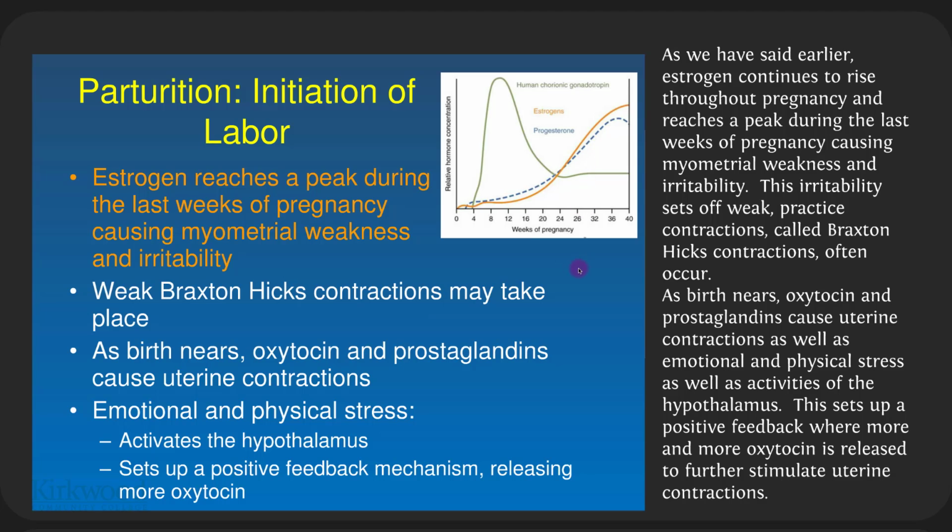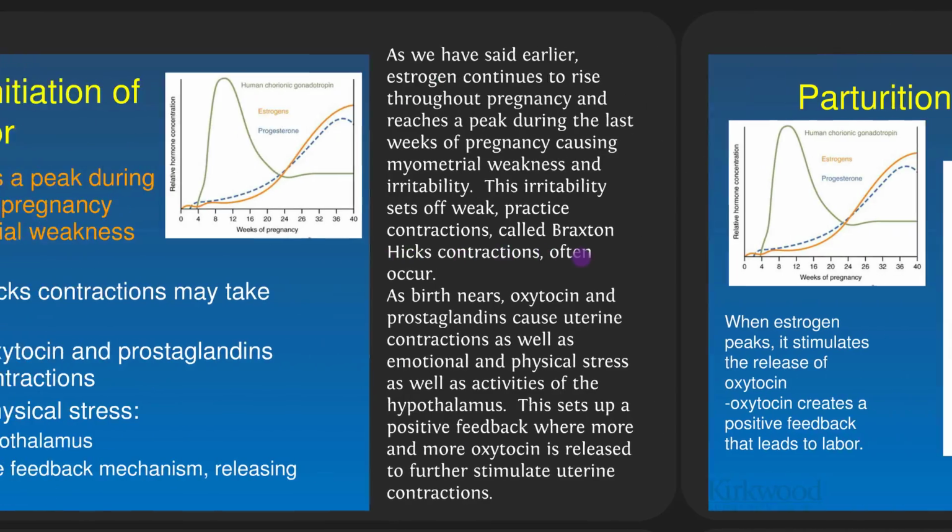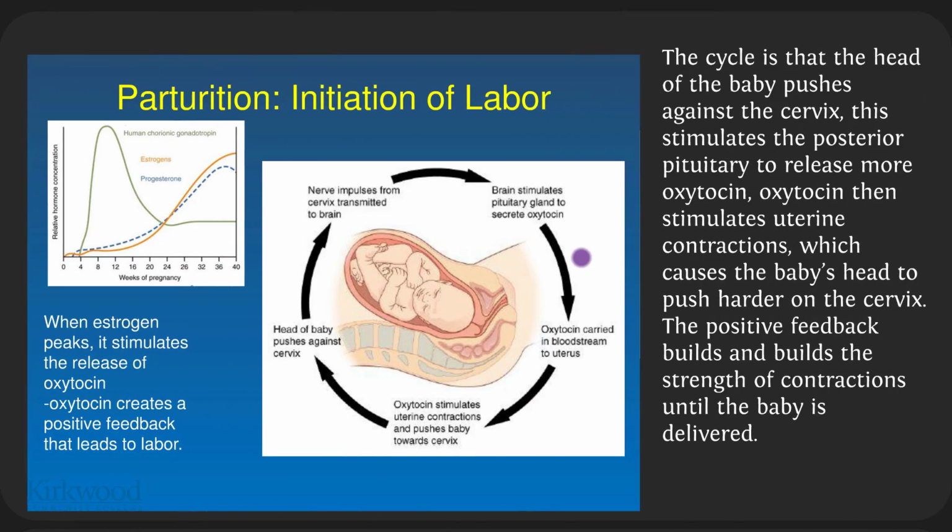As birth nears, oxytocin and prostaglandins cause uterine contractions, as well as emotional and physical stress, as well as activities of the hypothalamus. This sets up a positive feedback where more and more oxytocin is released to further stimulate uterine contractions. We've talked about this before because it's the classic example of positive feedback.